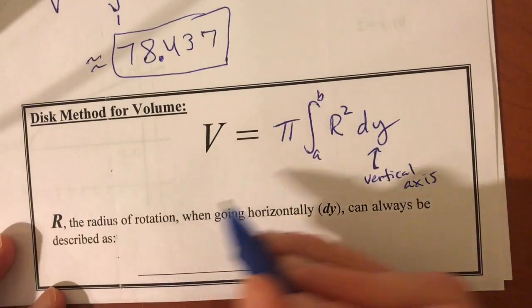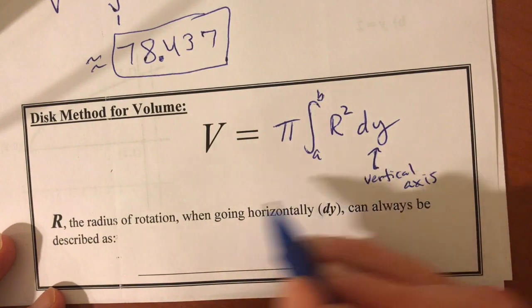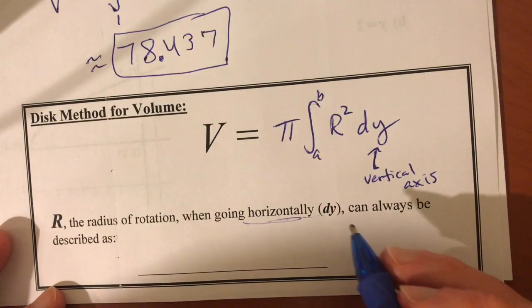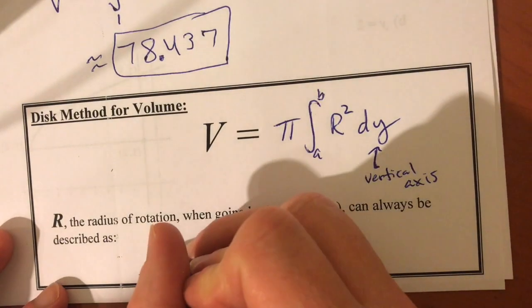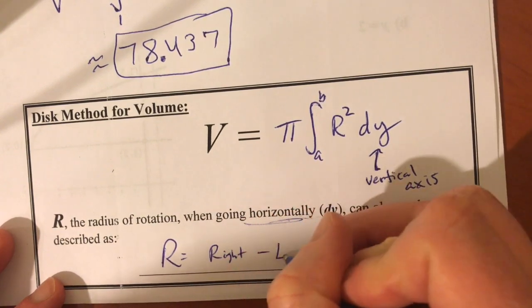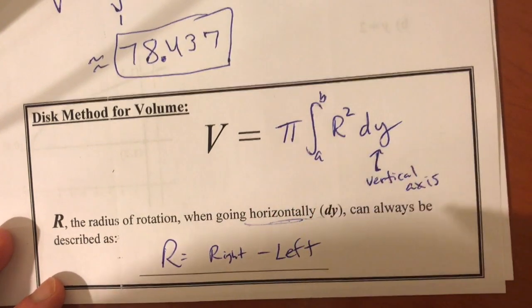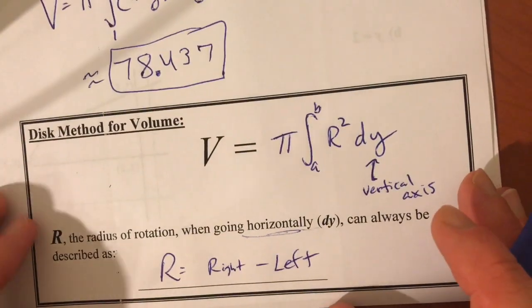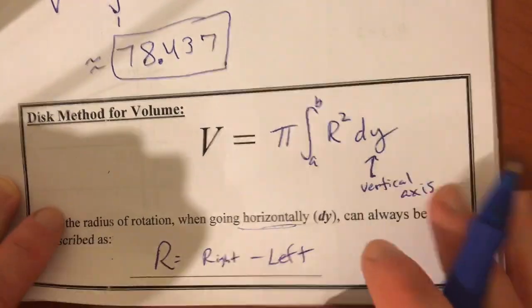And that means when you're going perpendicular to a vertical axis, your radius is horizontal. So sometimes it's a little tricky to keep that straight. And your radius is always right minus left. Just like your vertical radius is top minus bottom, you always take the bigger minus the smaller. So right minus left. Okay.